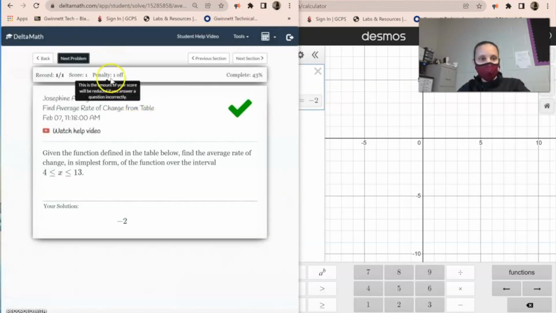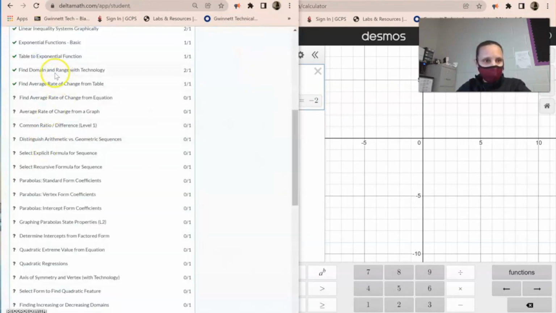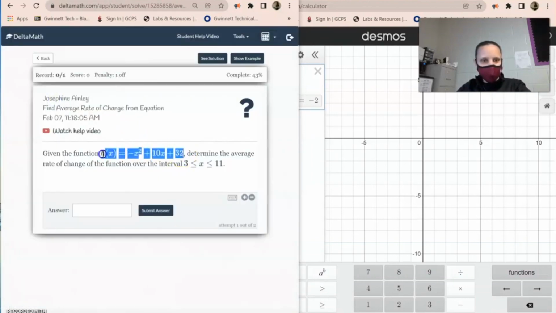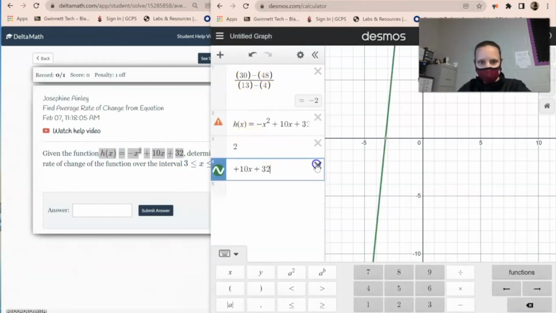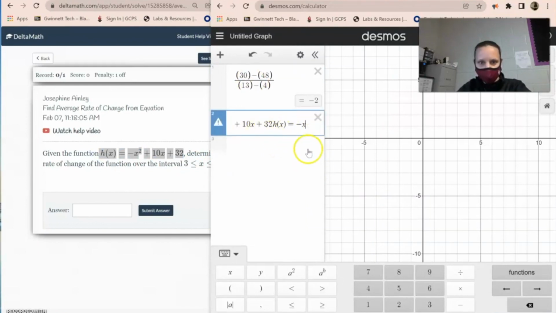All right, so that's from a table. Then when you do it from an equation, it's the same thing. You're just going to copy and paste it. Control C. And I'm going to leave this up here because I need it. Control V. All right, then fix whatever needs to be fixed, like I don't need that at the end.